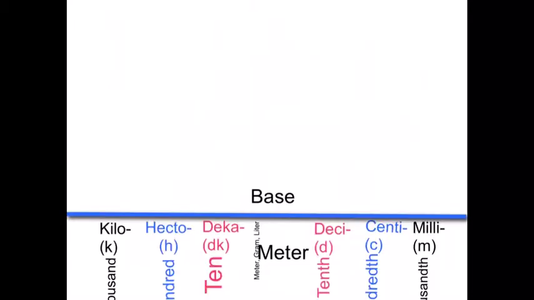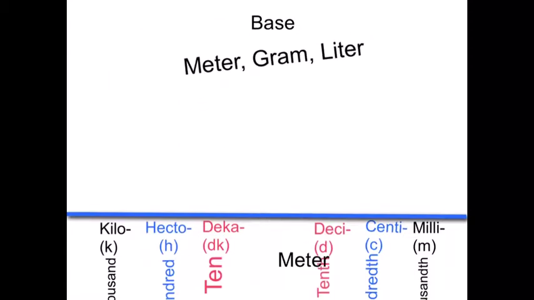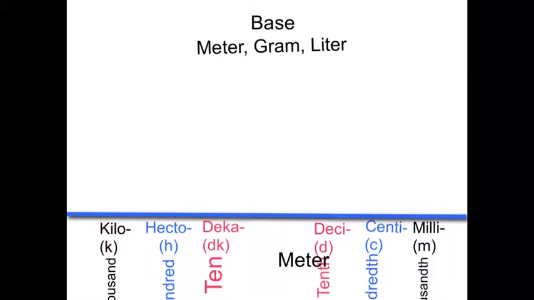Today we're going to be taking a look at the metric system. We're going to call them our bases. This would be our meters, our grams, and our liters. For today's purposes, we're just going to use our meters. There are 6 different prefixes that you need to know.